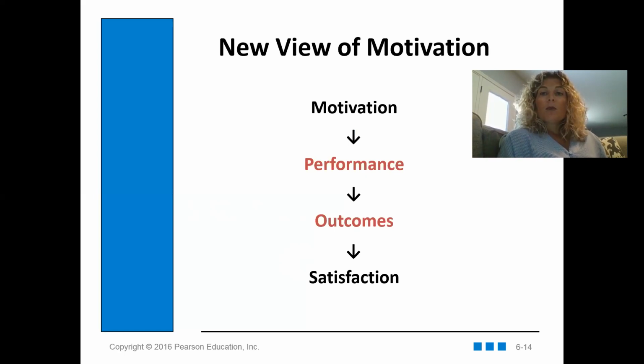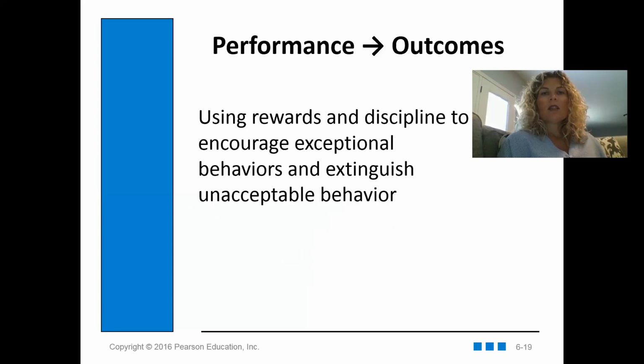Once they meet those performance expectations, we want to start thinking about the outcomes of their performance. And so the main step in this phase is the reward and discipline step, right? And so when we think about rewards and discipline, we want to make sure that we're using them to encourage exceptional behaviors and we're using discipline to extinguish unacceptable behavior.